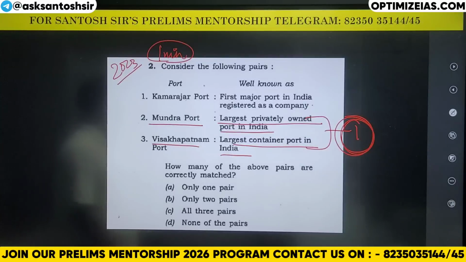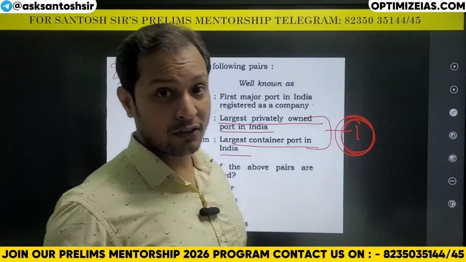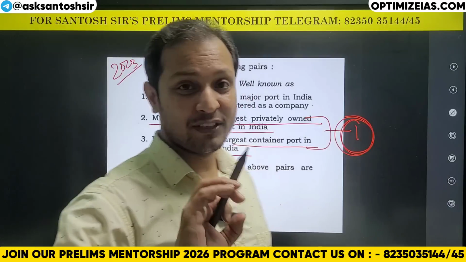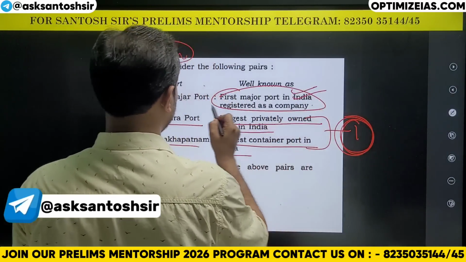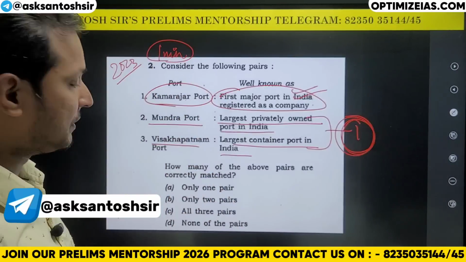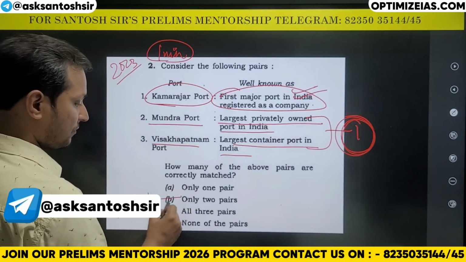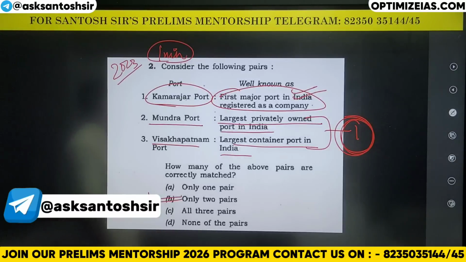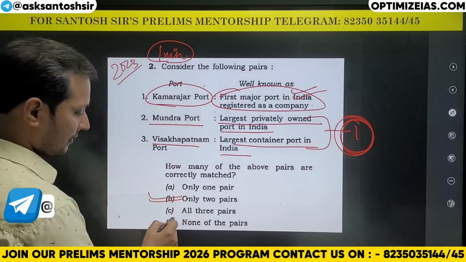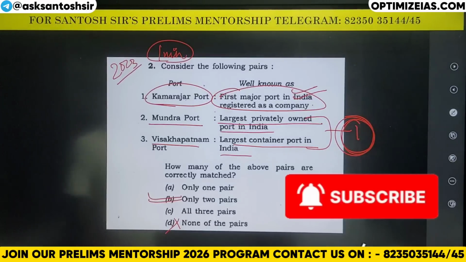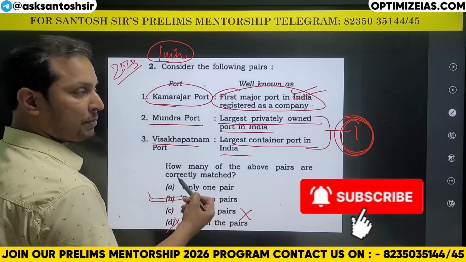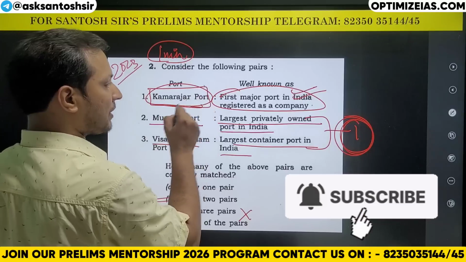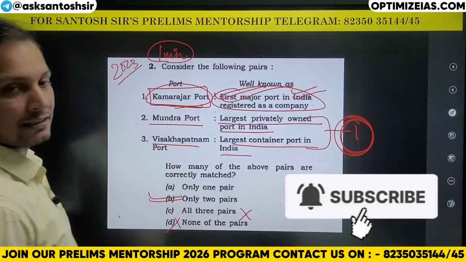And as I told you, you need little bit knowledge also. You can't just solve these questions without knowledge. So you need knowledge also. You need to know that first major port in India is Kamraj Port, registered as a company. So the answer is only 2. Because if you know this also, guys, what happens is that this you eliminate, and this you eliminate, because one has to be correct. So either answer be only one pair or only 2 pair. But here you need to know this knowledge also. Kamraj Port is the first major port in India registered as a company.